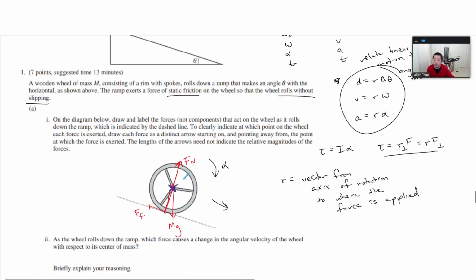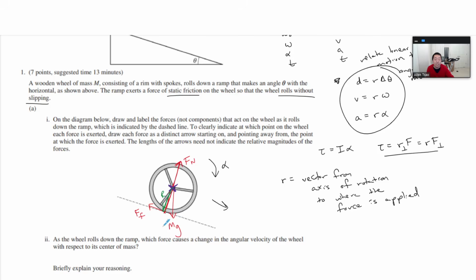So in this case, what we do is we draw an R vector. For the gravitational force, it's acting there. So the R is 0, because if I draw from the axis of rotation to mg, that R is 0. So it doesn't exert a torque. If I look at the normal force, I draw a vector from the axis of rotation to where the force is applied.